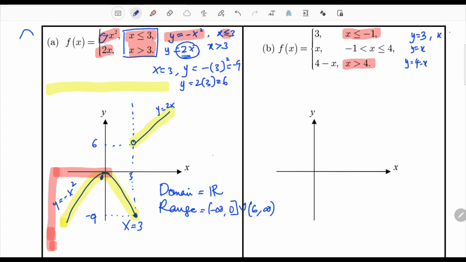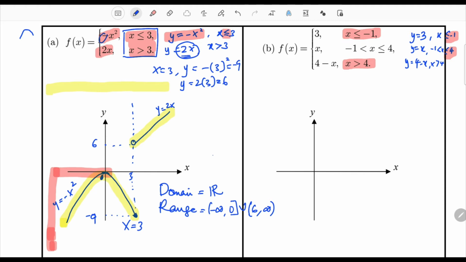Okay, so this is when x is less than or equal to -1. This is when x is between -1 and 4. You have the equal sign at 4. Let's write it nicely. Okay, when x is greater than 4. So we need to look at the values of x when it is -1 and 4.